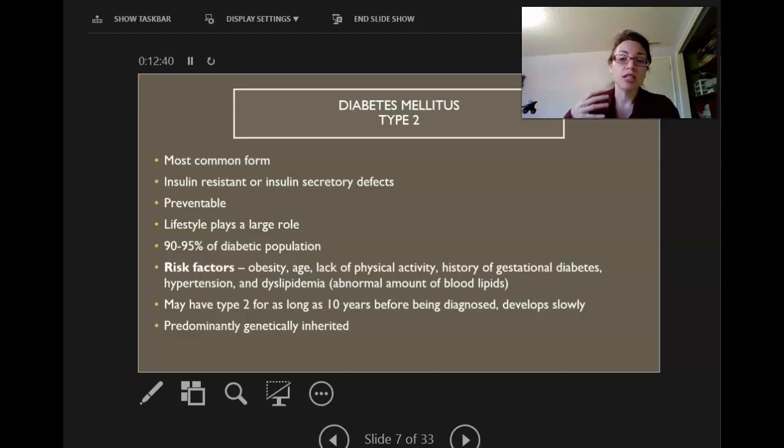So you might be genetically predisposed to type 2, but if you lead a very healthy lifestyle, you may never develop type 2. But if you're genetically predisposed and then you have these lifestyle habits that are unhealthy, then you're more guaranteed of having type 2 diabetes.